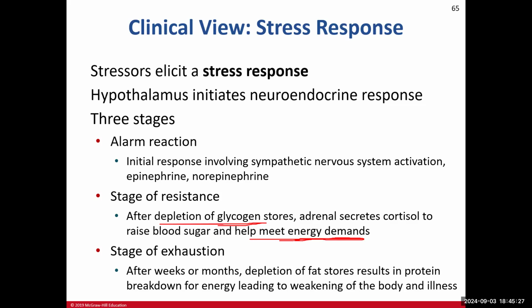Usually at the end, we start to tear down muscles. So we'll start using tissues that we don't necessarily want to use, right? But we have to use. And all of that is to get enough energy, all right, for whatever we need.